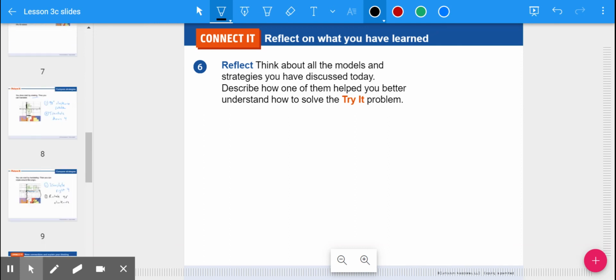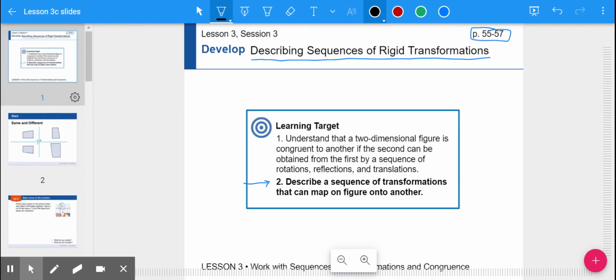And then I'm just going to wrap it up here by bringing us back to our original learning target: describe a sequence of transformations that could map one figure onto the other. It might have to do with graphing just to play around with it, but we're trying to find what ways you could get, using two transformations, from one shape to the other, and would it still be congruent? And that's session 3 of lesson 3, so lesson 3C, sorry.